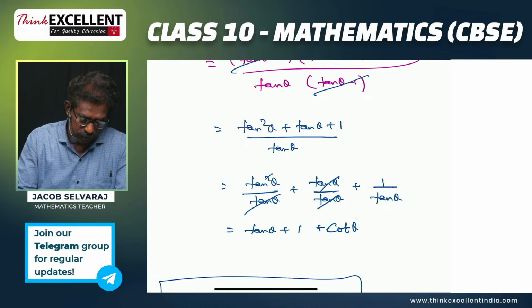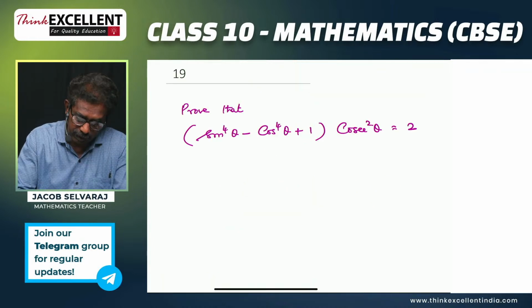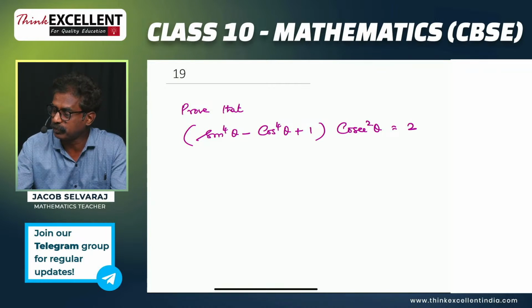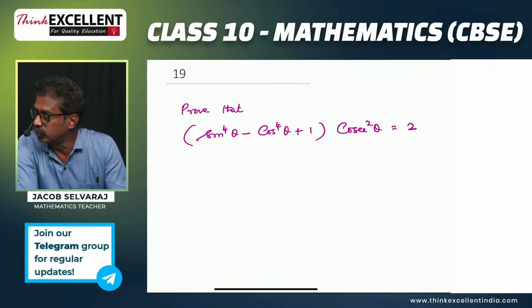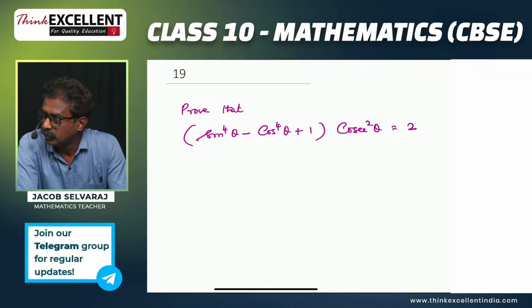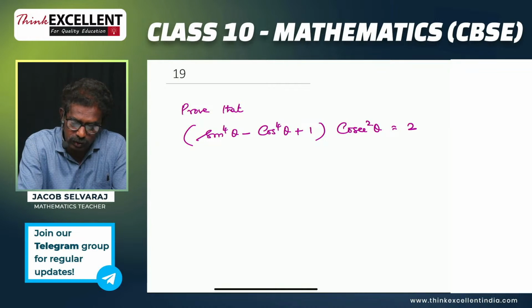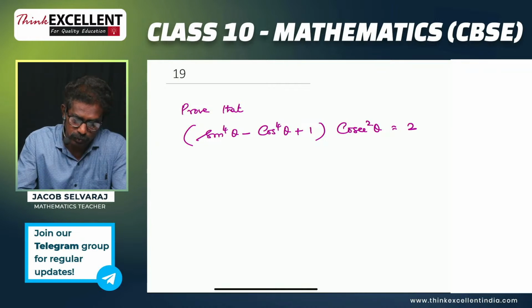Okay. Just another 10 minutes, we'll try to finish it. Look at this question. Prove that sin power 4 theta minus cos power 4 theta plus 1, into cosecant square theta, is equal to 2.